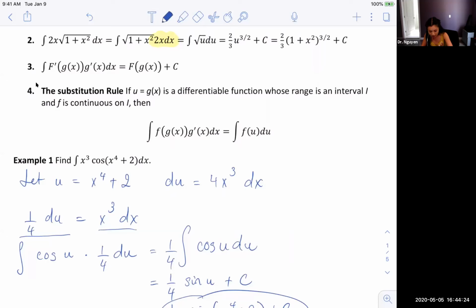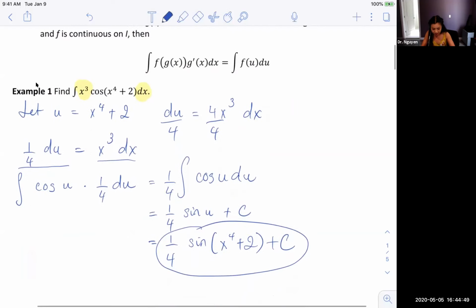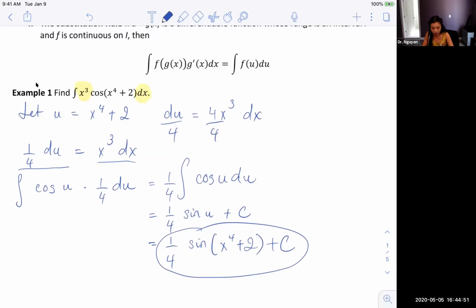Right here you have x cubed dx, but right here you have that 4. So what can we do? We can get rid of it. We're just going to divide by 4. You see that? So now 1/4 du is going to be x cubed dx. That's exactly what we need. So when you plug it in, you take out the 1/4, and we end up with 1/4 sine u plus c, and then I put it back.